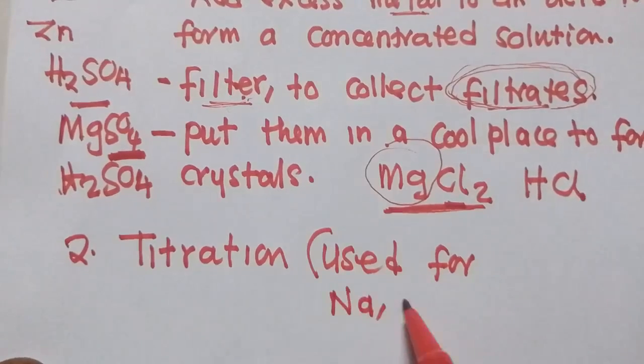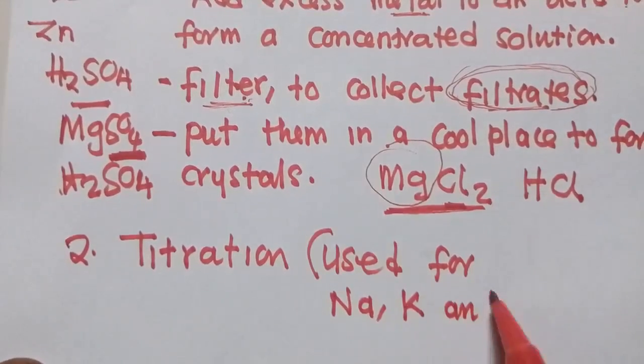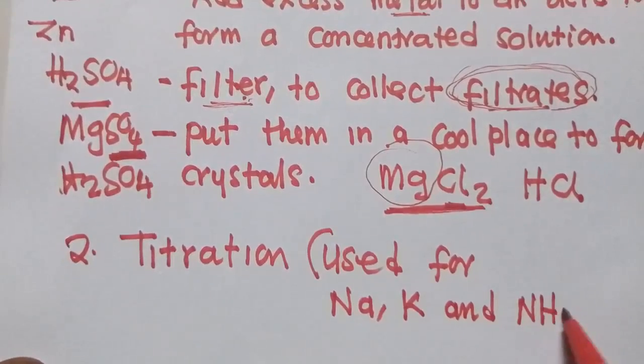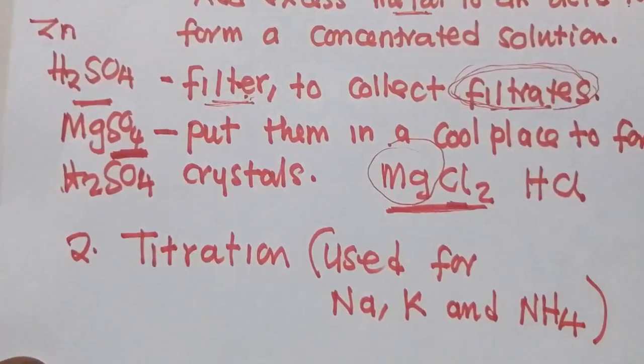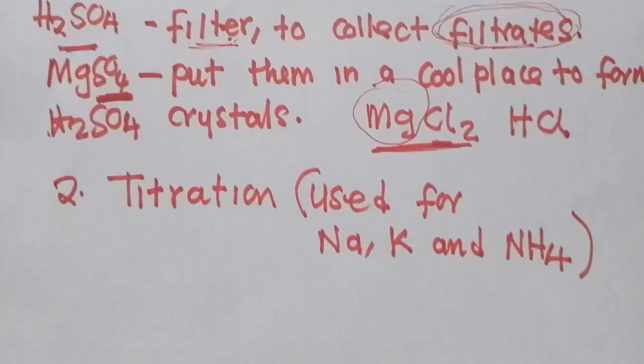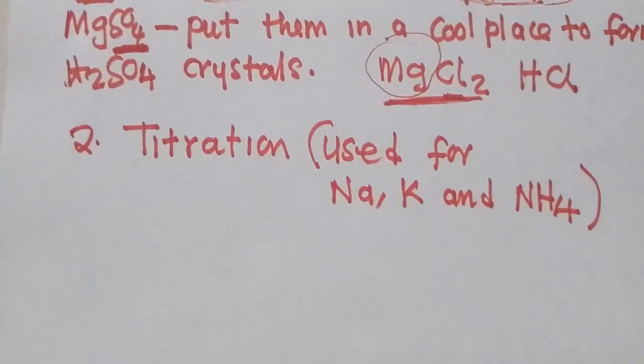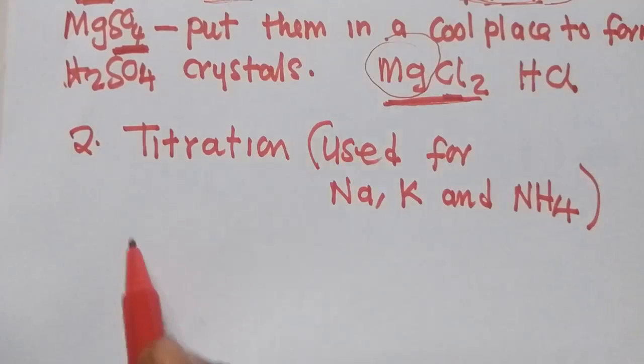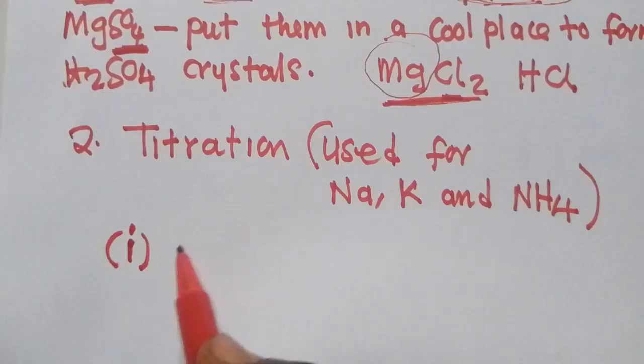Sodium, potassium, and ammonium. This is what you need to get. Whenever you have just these three, then you need to use titration. So how do you get to use titration? The first step, number one, is where you titrate.